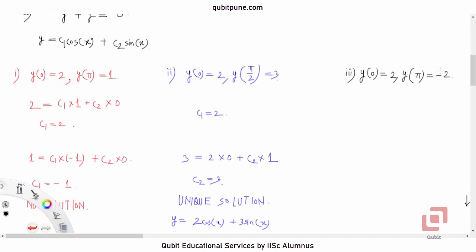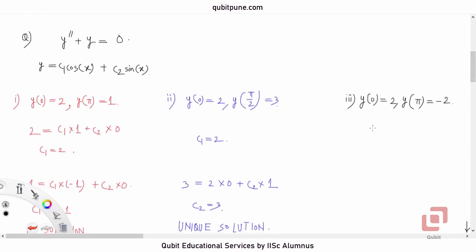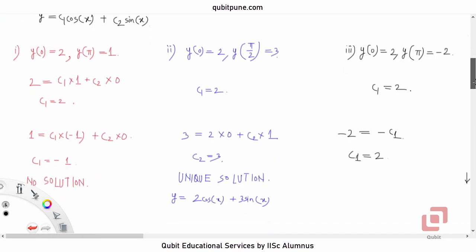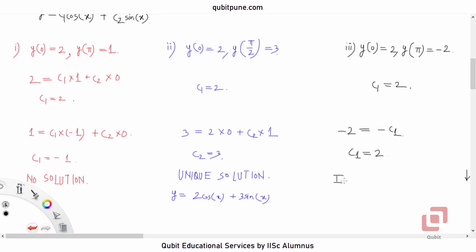Now you'll guess that the third one has infinitely many solutions. We'll see what that is. y of 0 is 2, so c1 is 2. And y of pi is minus 2. If I use y of pi equal to negative 2, I'm getting negative 2 equal to c1 into minus 1. So this is also giving me c1 equal to 2. That is, there is no restriction on c2. So this has infinitely many solutions.